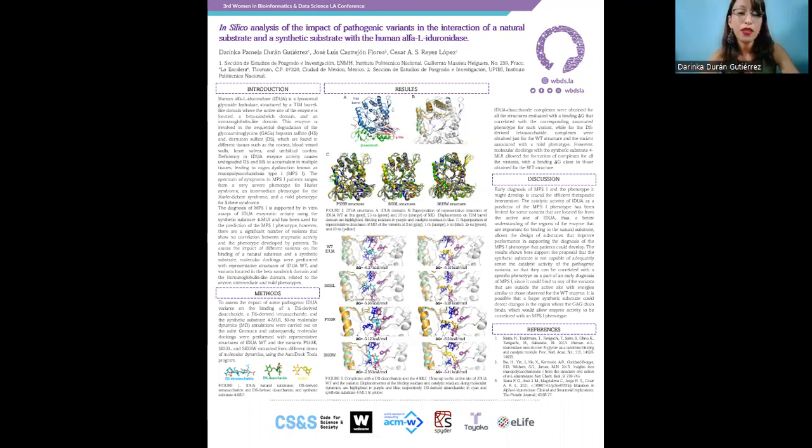The diagnosis and prediction of the MPS 1 phenotype has been supported by in vitro assays of IDUA enzymatic activity using the synthetic substrate 4-MUI. However, there is a significant number of variants that show no correlation between enzymatic activity and the phenotype developed by patients. This occurs mainly with variants that are outside the enzyme's active site.